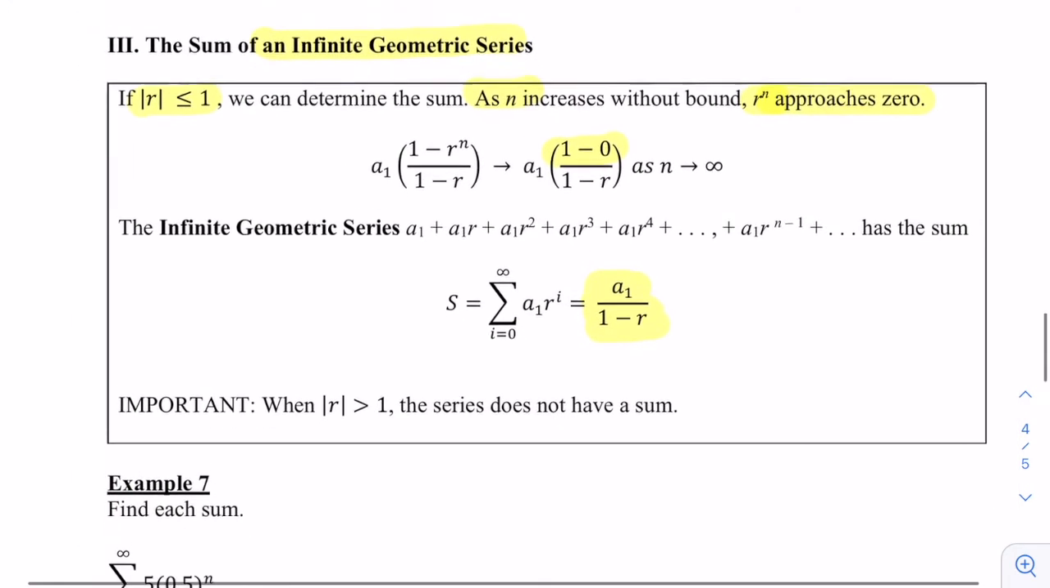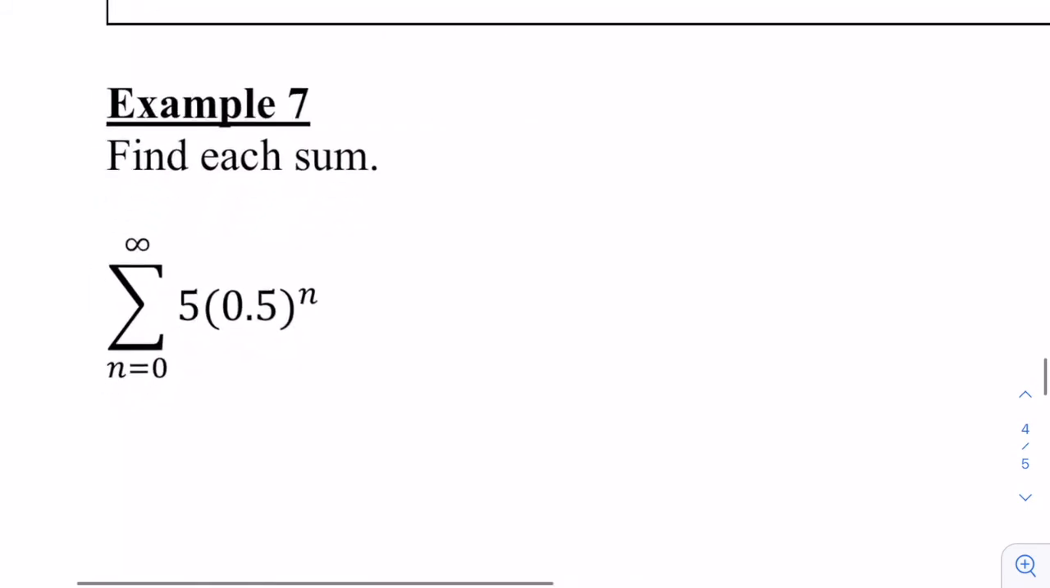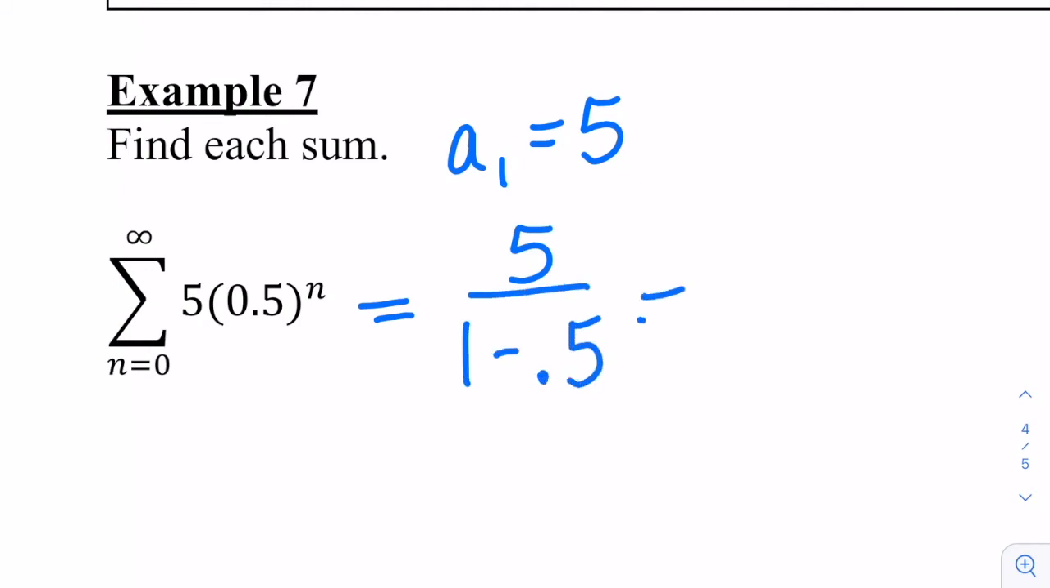Quick thing we want to make sure we remember though is that the absolute value of r has to be less than 1. When it's greater than 1, we won't be able to find the sum, right? Because the value will be approaching infinity, keep getting bigger and bigger. Okay, so let's find the sum of these series. The first term, you can see it really clearly, is going to be 5 times 0.5 to the 0, so just 1. And then we know that r is 0.5, so it'll just be 5 over 1 minus 0.5. So 5 over 0.5 is just 10.